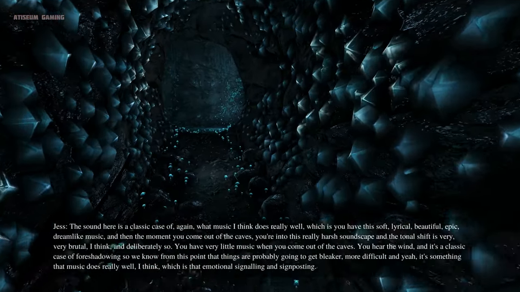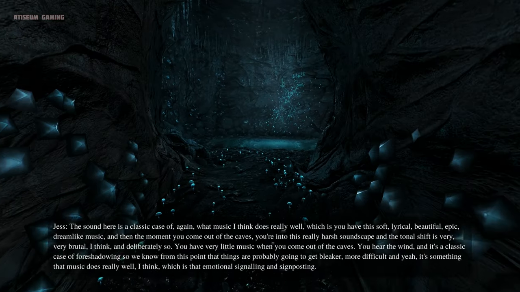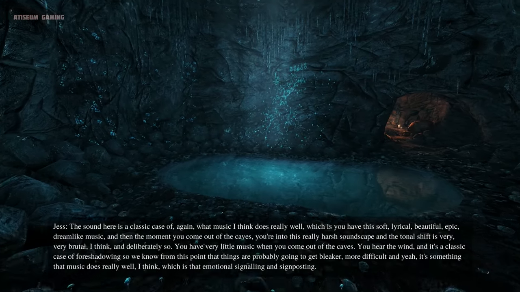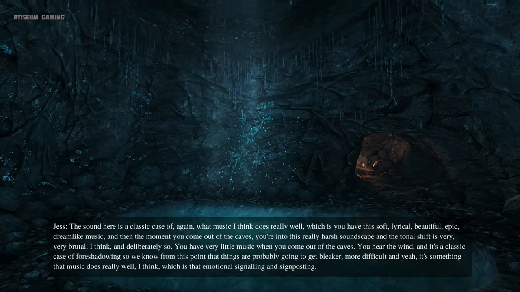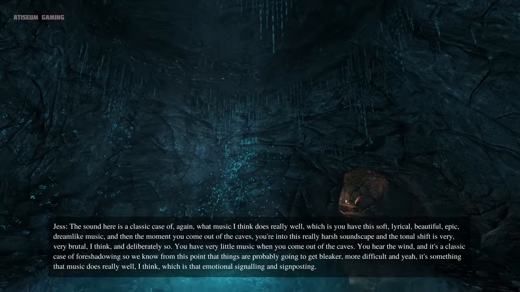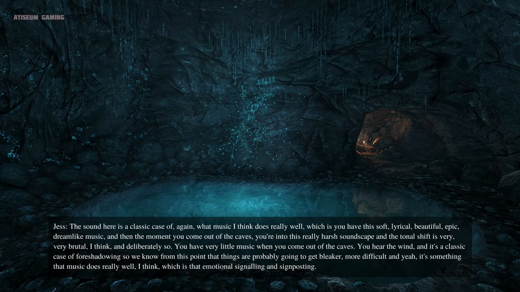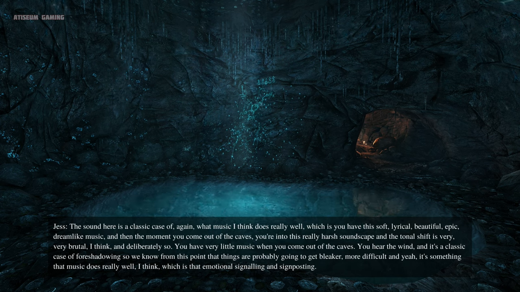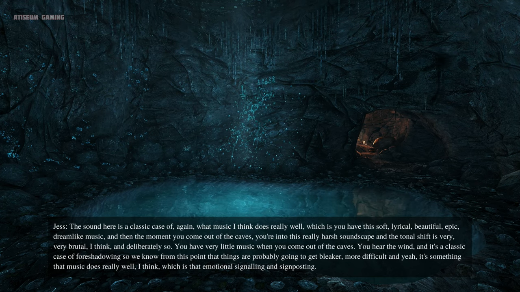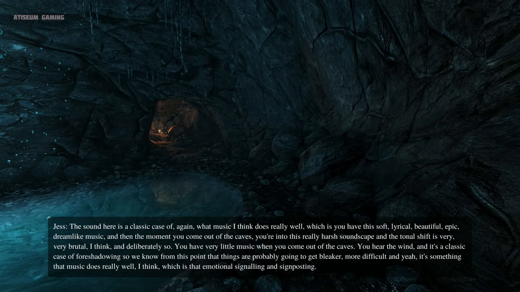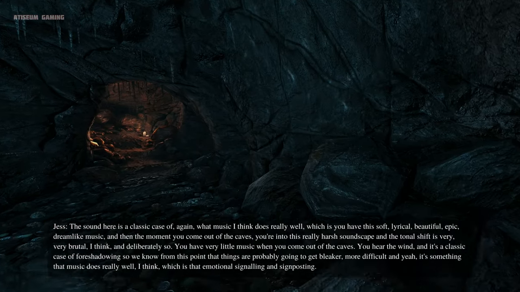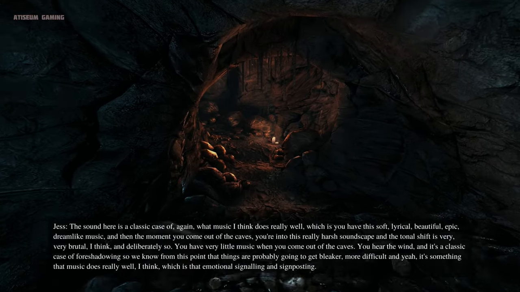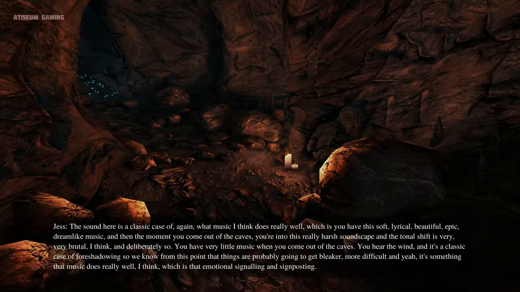The sound here is a classic case of what music does really well. You've had this soft, lyrical, beautiful, epic, dreamlike music, and then the moment you come out of the caves, you're into this really harsh soundscape. The tonal shift is very brutal, and deliberately so. You have very little music when you come out of the caves; you hear the wind. It's a classic case of foreshadowing. We know from this point that things are probably going to get bleaker, more difficult. It's something that music does really well, that emotional signalling and signposting.